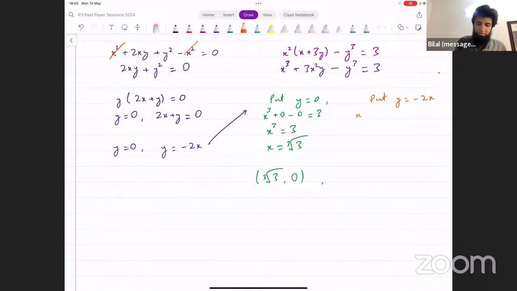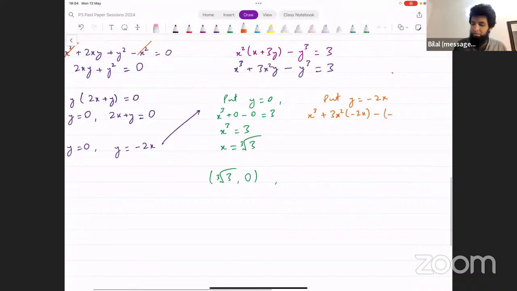x cubed plus 3x squared into minus 2x, minus 2x whole cube equals 3. Let's simplify everything. It becomes x cubed minus 6x cubed minus, what's the cube of minus 2x? The minus sign will stay there. So it becomes minus 8x cubed equals 3.